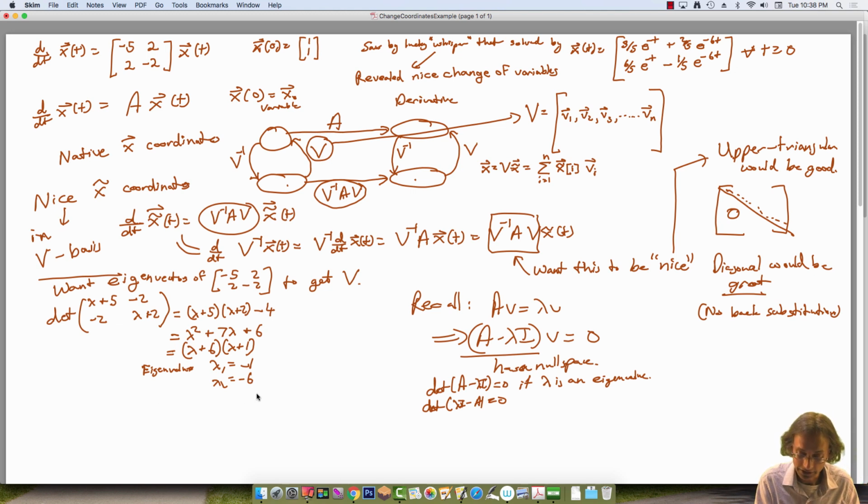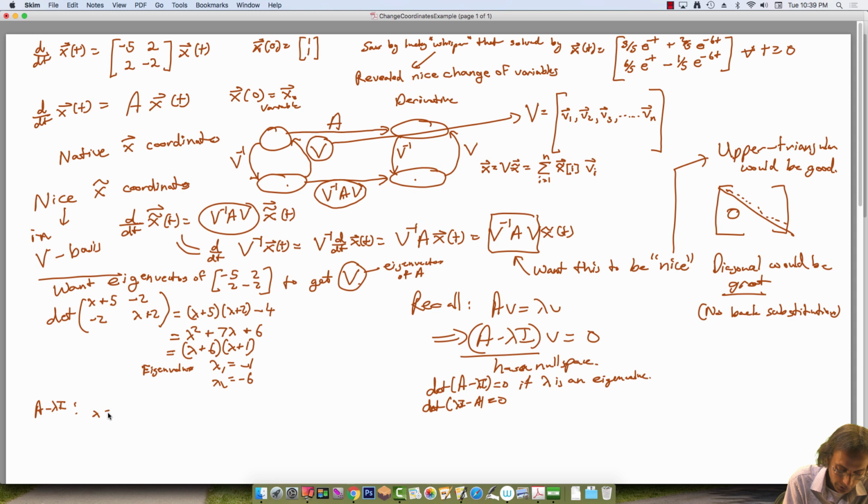What we need is the eigenvectors, right? Remember, we want eigenvectors in here. So let's find the eigenvectors. How do we find the eigenvectors? Well, we can look at this matrix. So let's use the other one now, A minus lambda I.